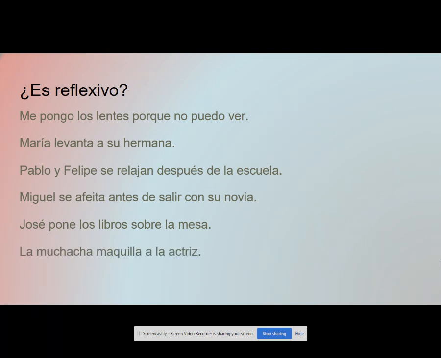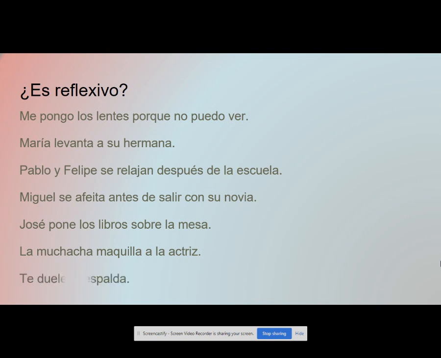And a few more. We have la muchacha maquilla a la actriz. La muchacha is the subject of the sentence. Maquillar is the verb. But hopefully you guys can see that this is not reflexive because there's not a reflexive pronoun and the actress is the one receiving the action.